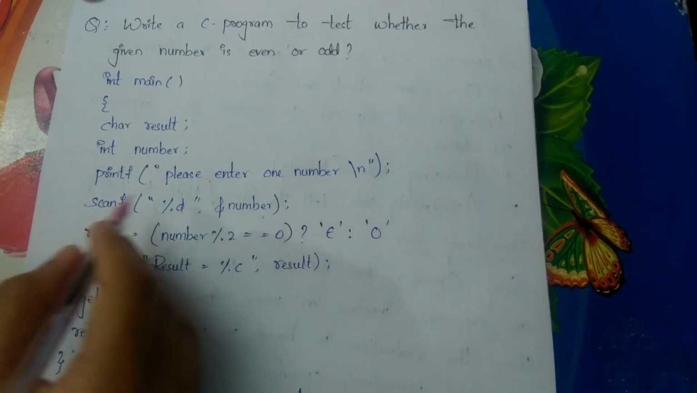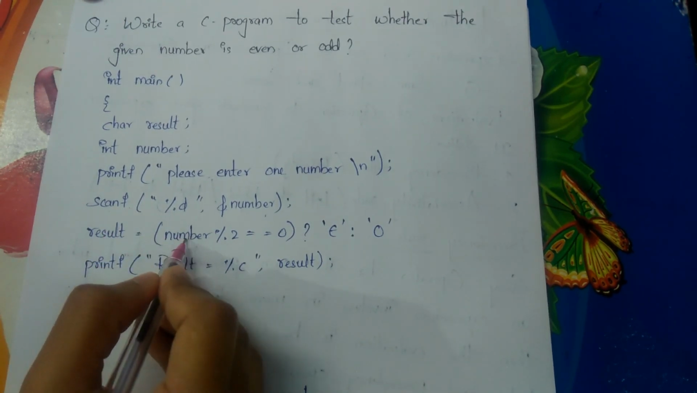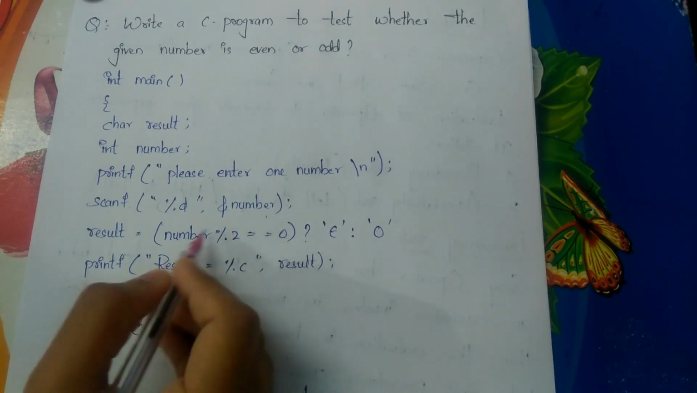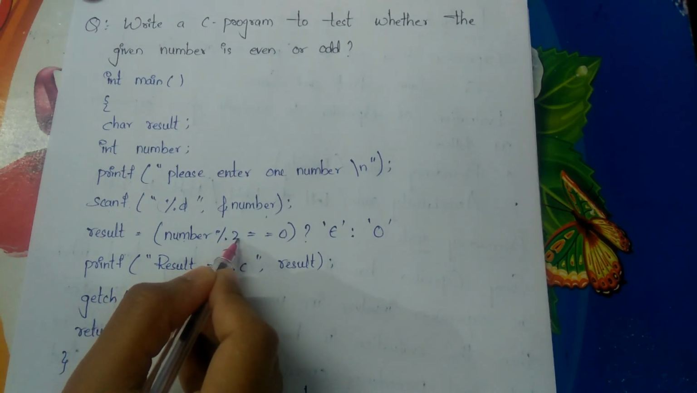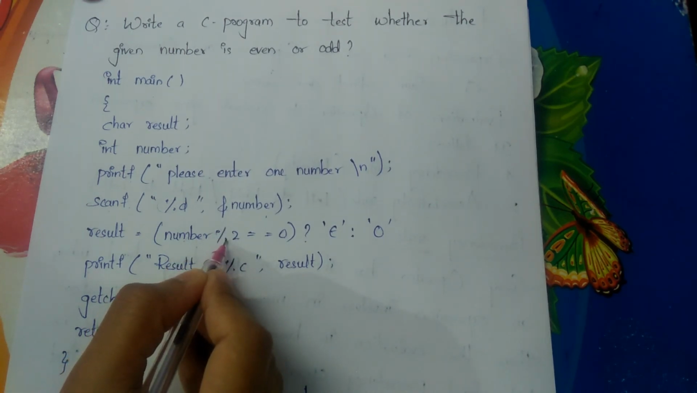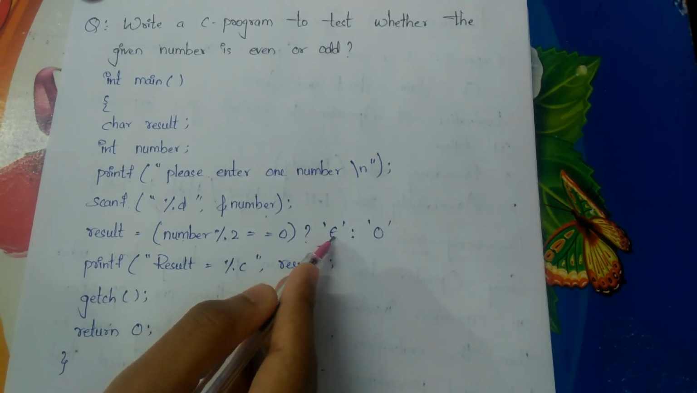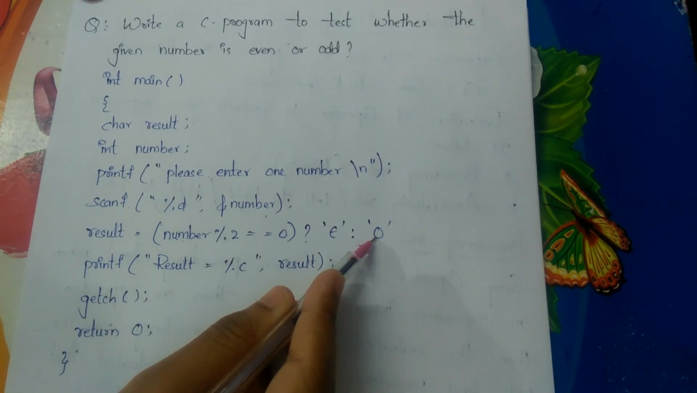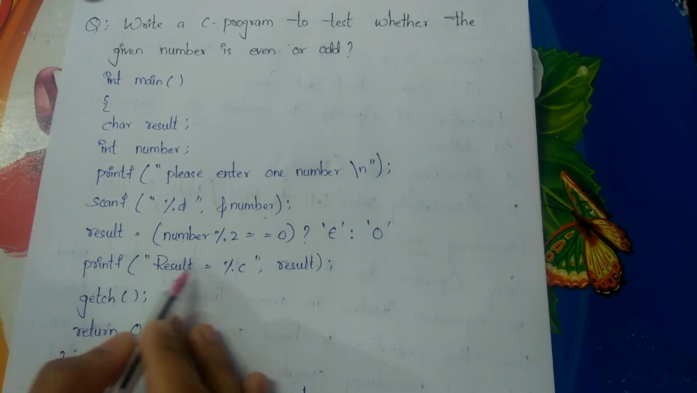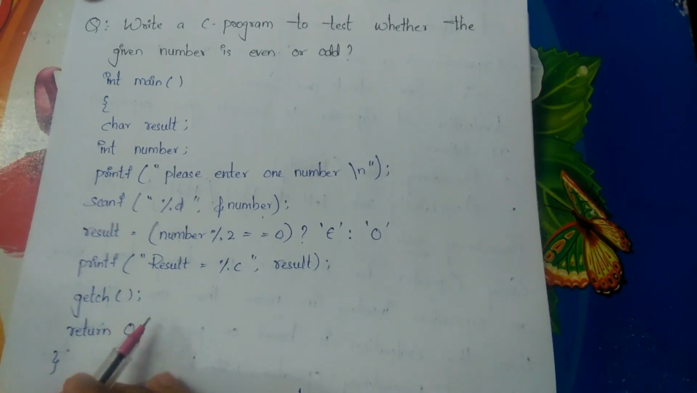Now after reading that number, it will execute the statement result equal to number % 2 equal to 0. Whatever the number is, when we divide it by 2 using the modulo operation, it gives the remainder value. If that remainder value is 0, then it executes the E expression, nothing but it will print E. Next, if this statement is false, then expression 3 will be executed. Now in the printf, result equal to %c, and this %c is for the result. Next, getch and return 0.